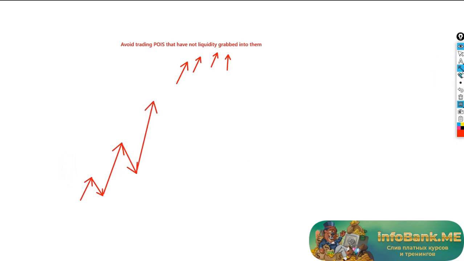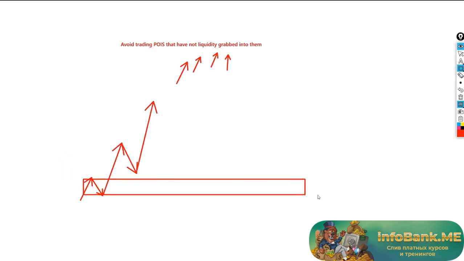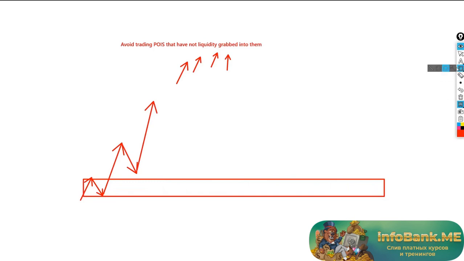Let's imagine this is your order block, your point of interest, and price just comes down like this, right? You don't want to be buying this because there's no liquidity grabbed into it. If you had an Asia low sitting right here, then yes, you could potentially monitor that POI to take entries. But if you do not have liquidity grabbed into the POI, you don't want to use that POI because it's mostly going to fail, pretty much.